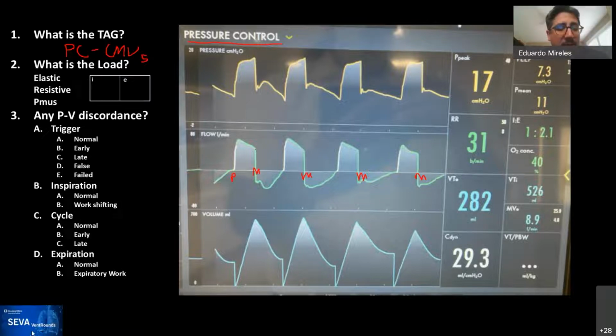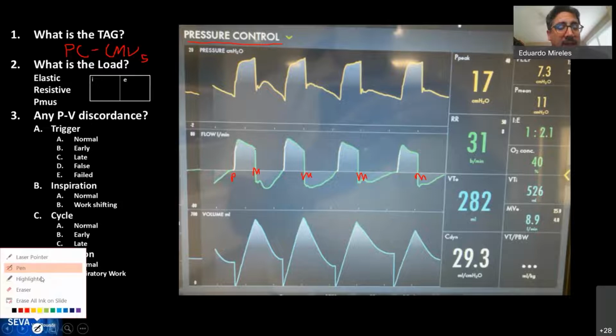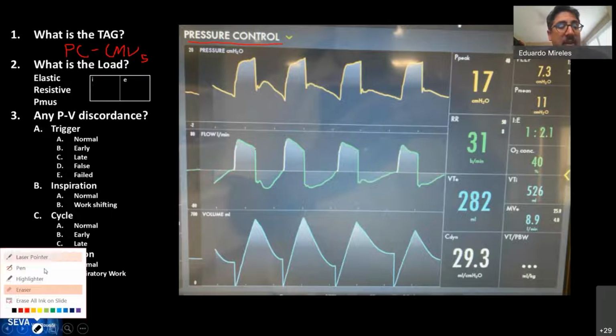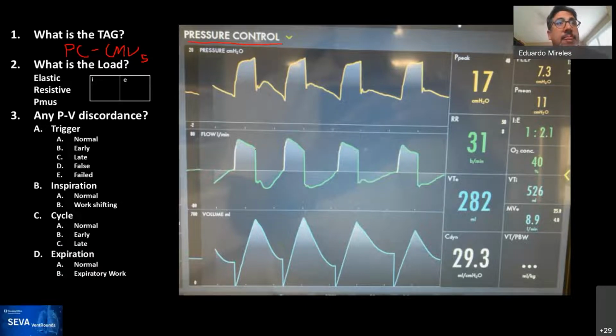So that's the targeting scheme. Let me ask the audience, what do you think is the load? And you can put it in the chat. All right. So Mohammed just put one. So tell us what do you think is the load for this ventilator for this patient? I'll give you a second. Tap it in.